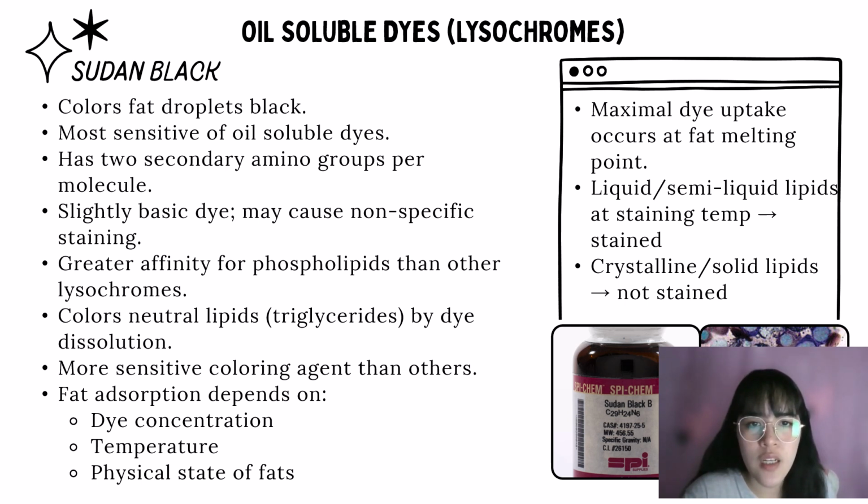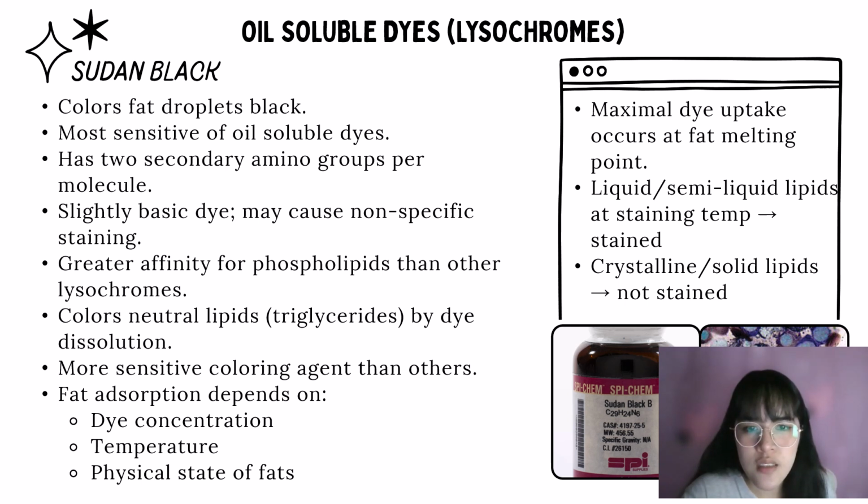It possesses two secondary amino groups per molecule, making it a slightly basic dye, which may cause nonspecific staining. Because of this molecular structure, Sudan Black has a much greater affinity for phospholipids than other lysochromes, coloring neutral lipids or triglycerides by simple dissolution of the dye. It has the added advantage of being a more sensitive coloring agent. The ability of fats to absorb Sudan Black is related to the concentration, temperature, and physical state of the fats.